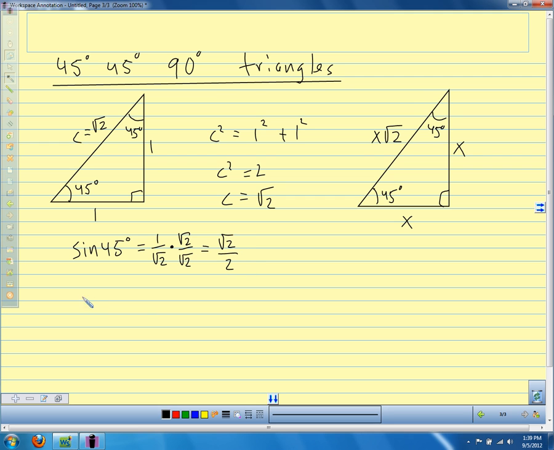The cosine of 45 degrees is the adjacent over hypotenuse, which is also 1 over square root of 2, which is square root of 2 over 2. So the sine and cosine of 45 degrees are both square root of 2 over 2.